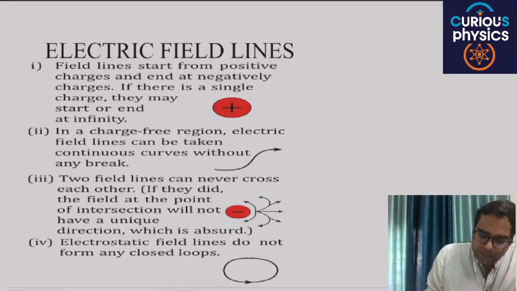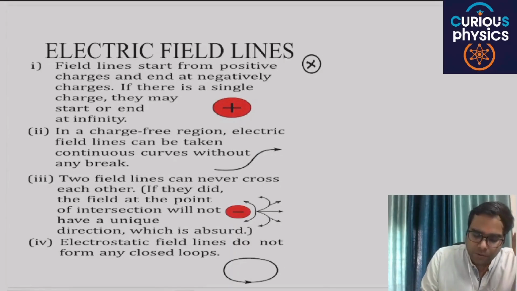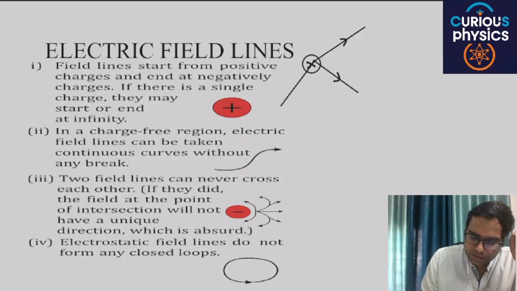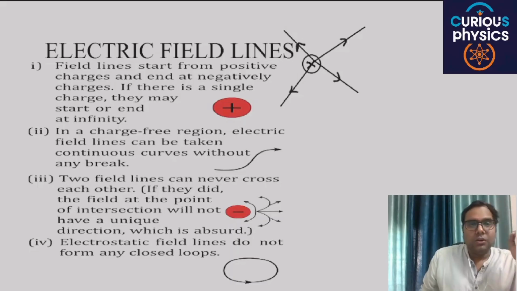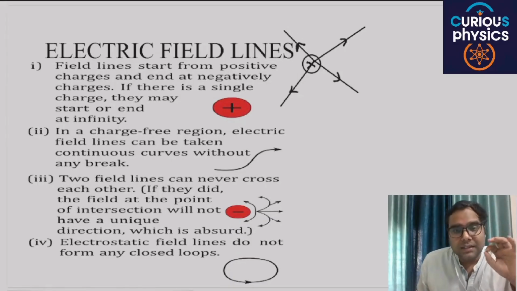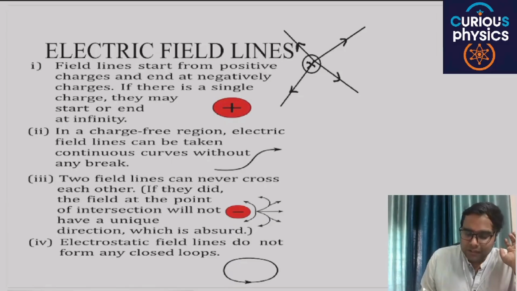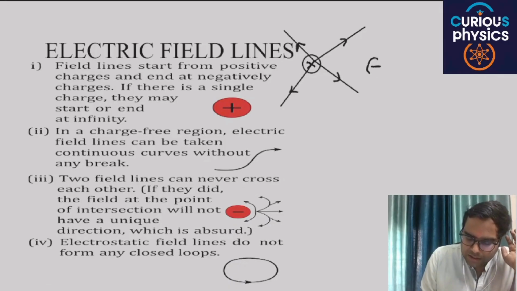For example, if this is a positive charge, then the electric field lines for a positive charge will be radially outward, if there is no other charge nearby. And in case of a negative charge, the arrow will change to this direction. This will be the electric field line.